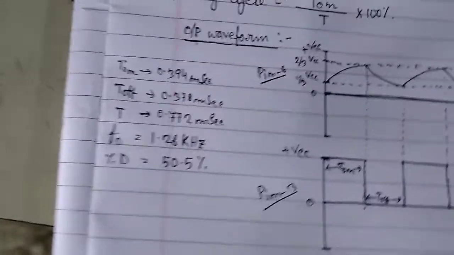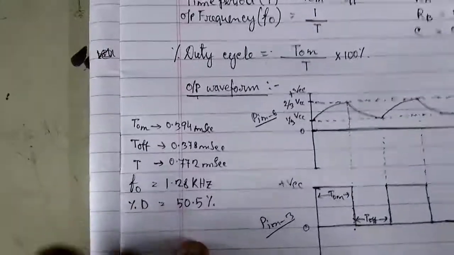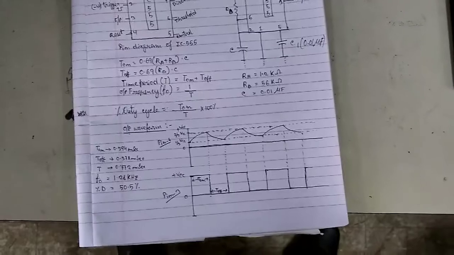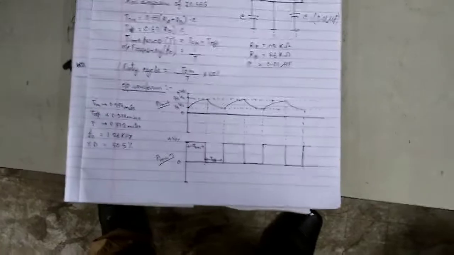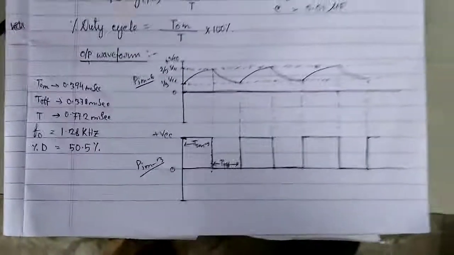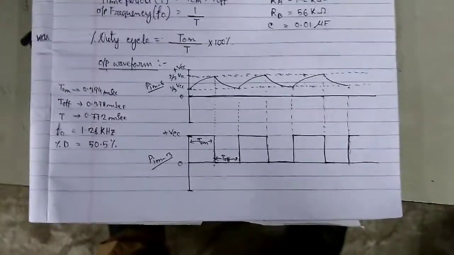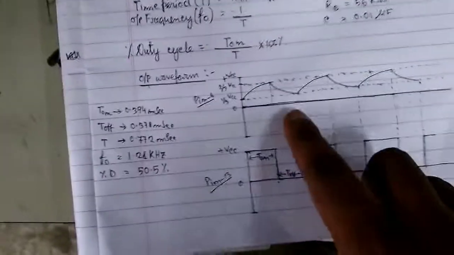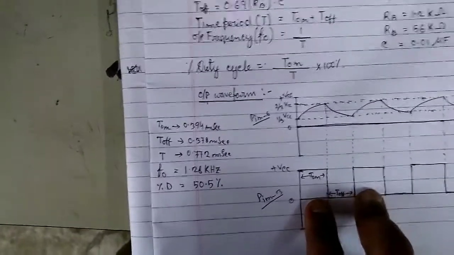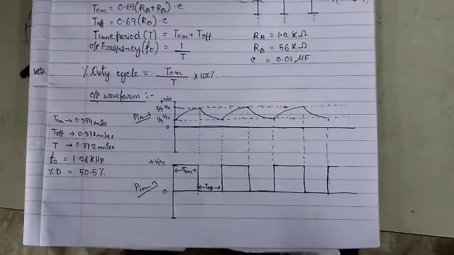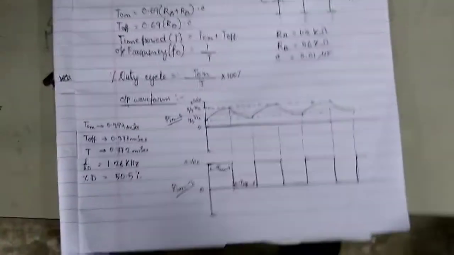What do you mean by a 50% duty cycle? 50% duty cycle means the waveform we will be getting at the output will be a symmetrical square waveform or symmetrical rectangular waveform. Why? Because the duty cycle is 50% time on and 50% time off. So the widths of T on and T off will be similar. So it is a symmetrical rectangular waveform.